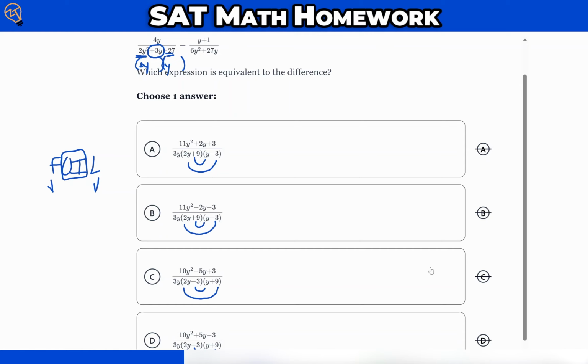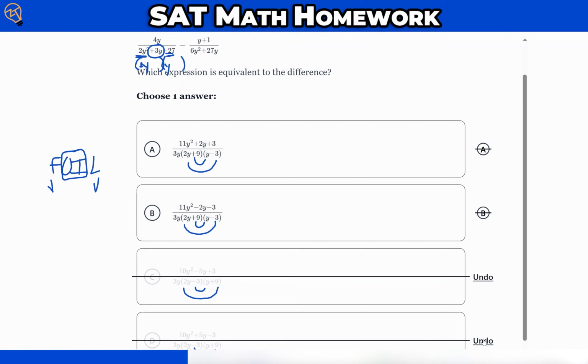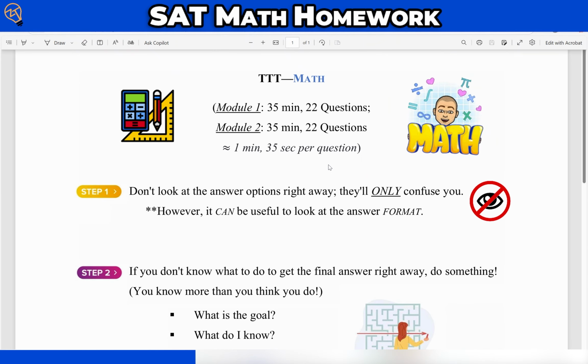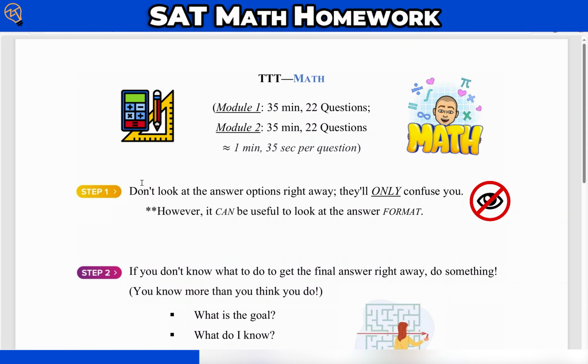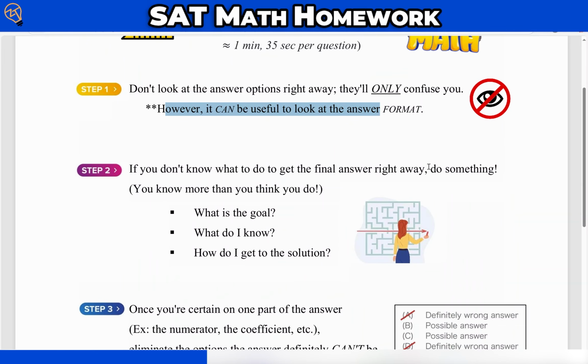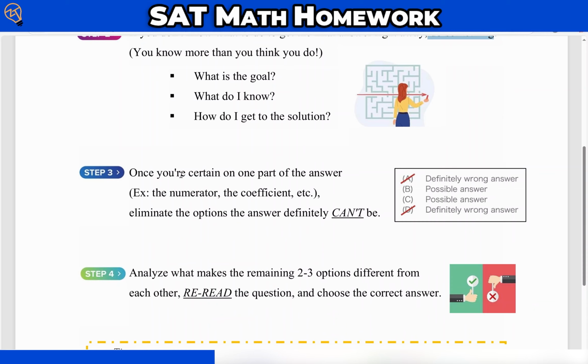So right now we could go ahead and eliminate these two answer options, and we've given ourselves at least a 50-50 chance. So think about what we've done so far as it relates to the Triple T math document. We did decide to use the answer format to our advantage. We did something, more specifically the outer inner checks. And then once we were certain that the outer inner should give you positive 3y, we eliminated those two answer options that they can't be. Now we'll analyze the remaining two options to see what makes them different from each other.